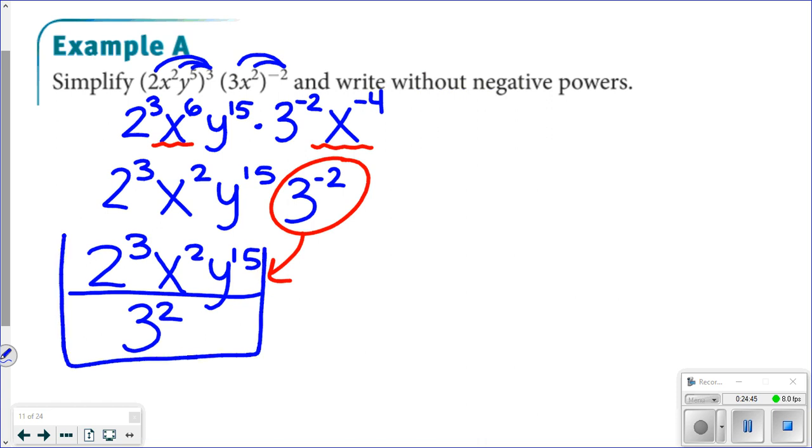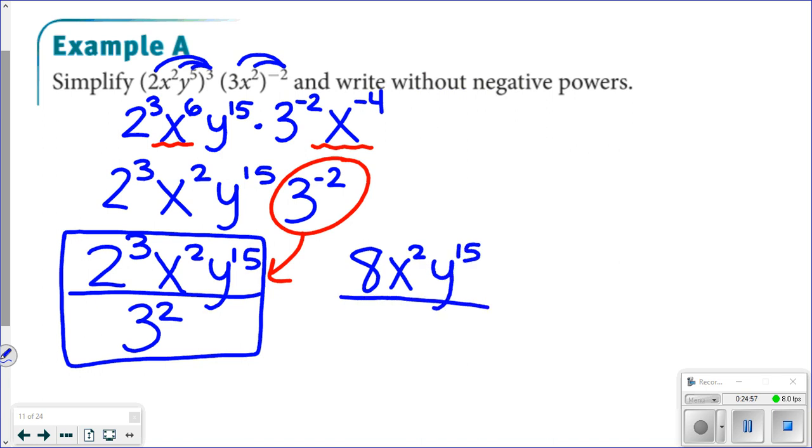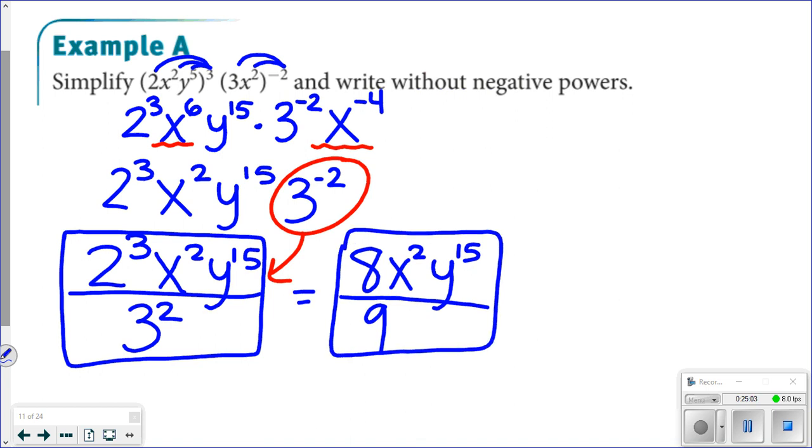Now, this answer is totally acceptable. Or we can use our calculator and type in 2 cubed, which is 8. 3 squared, which is 9. So either answer is totally acceptable. They both mean the exact same thing.